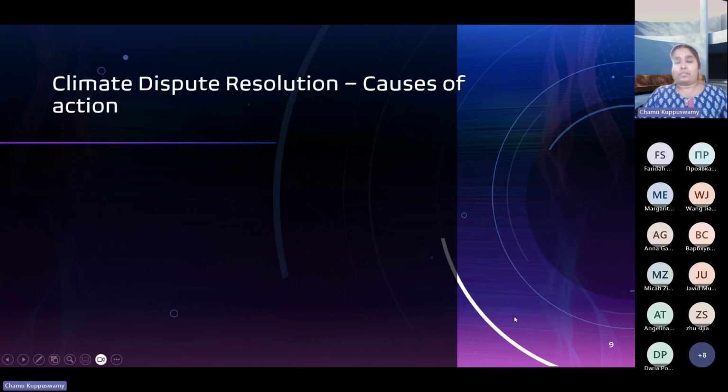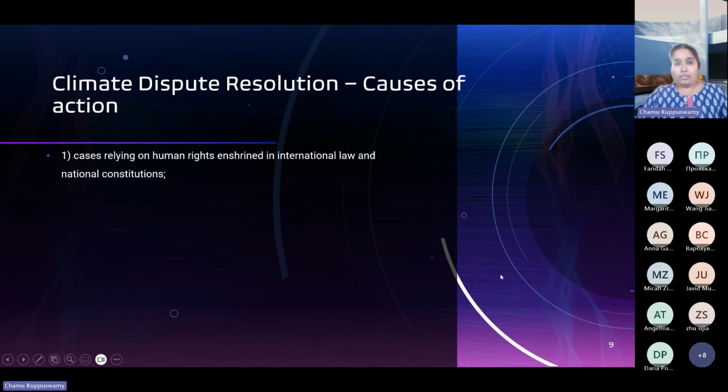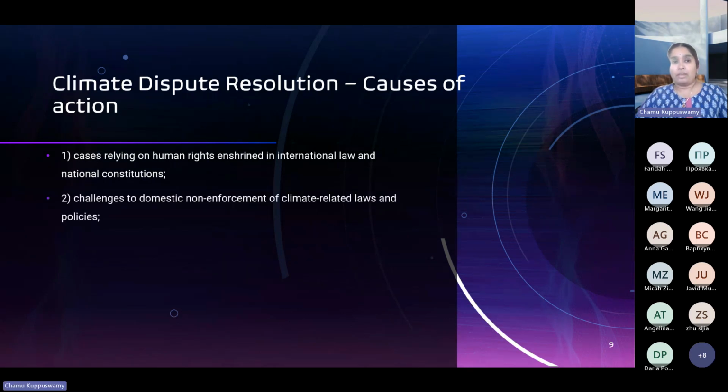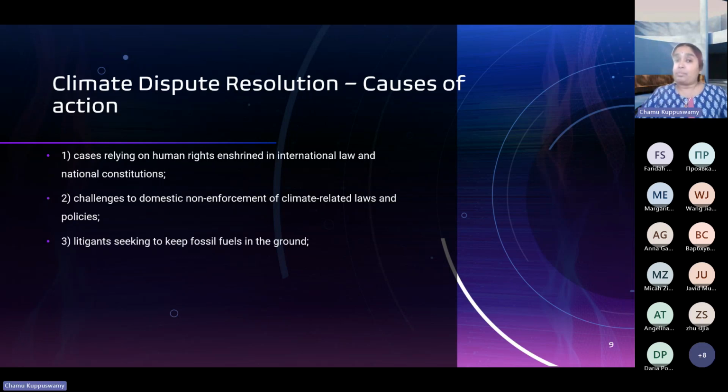So let's look at the causes of action. What are the causes of action that have led to climate law being implicated? There are cases that rely on human rights, either enshrined in international law or in national constitutions. Then there are challenges brought to court as a result of domestic non-enforcement of climate-related laws and policies. Then you have litigants seeking to keep fossil fuels in the ground. This is especially around extraction of fossil fuels.